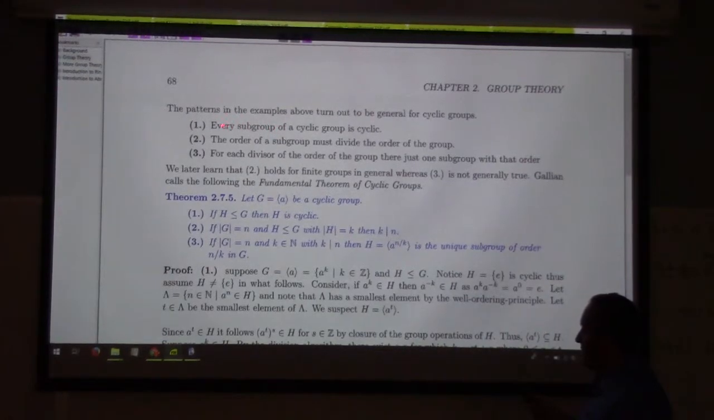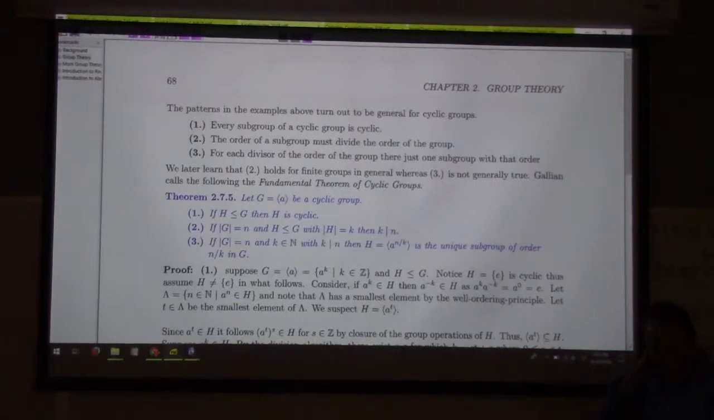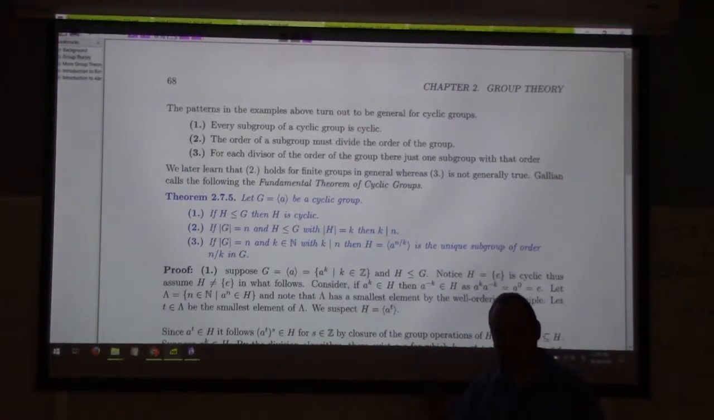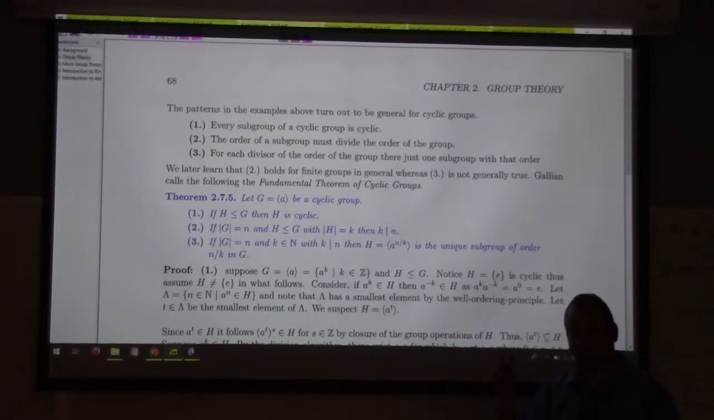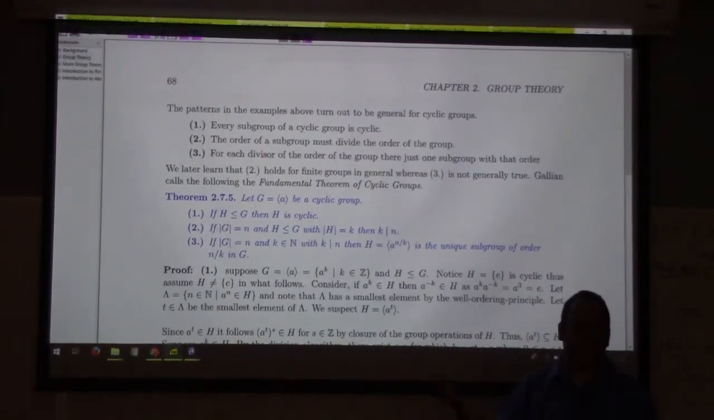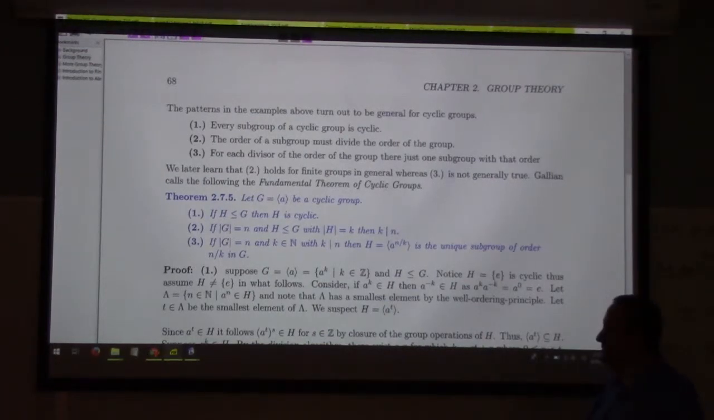Patterns that you might notice: every subgroup of a cyclic group is cyclic. Every order of the subgroups we've seen has divided the order of the group. If you go back and look at it, we never had a group of order 10 and, oh, look, a subgroup of order 7. No, if it's a group of order 10, the subgroups were either order 2, order 5, or order 1. Order 10 is the whole thing.